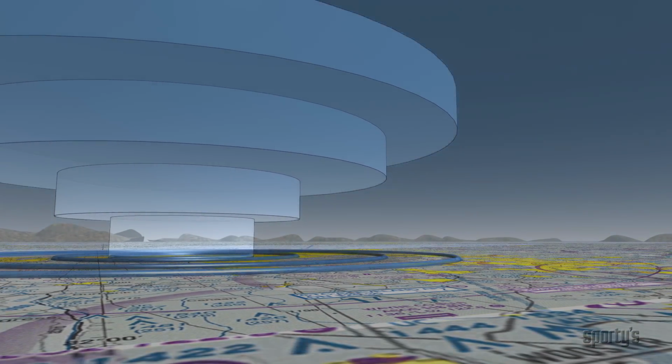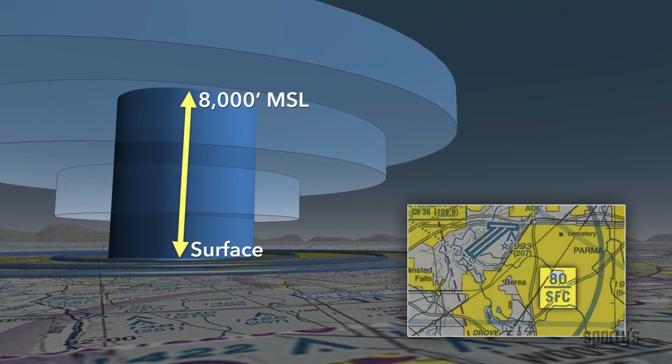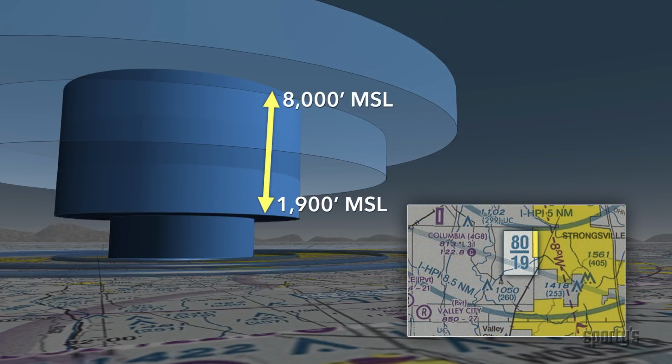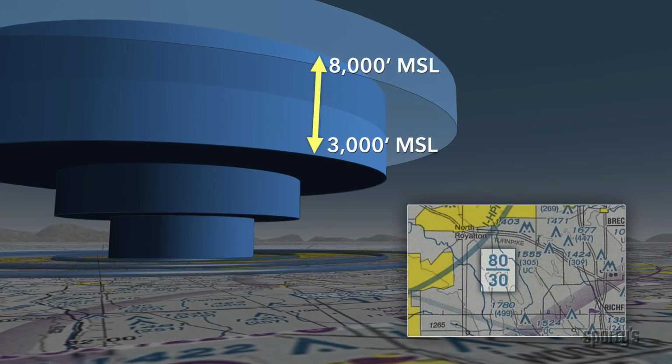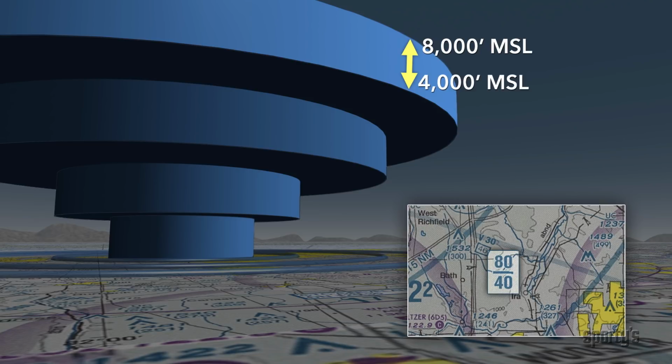The top of the airspace is 8,000 feet MSL, and in the vicinity of Cleveland International, it extends to the surface. The next layer starts at 1,900 feet MSL. The next layer at 3,000 feet MSL, and the outside layer begins at 4,000 feet MSL.